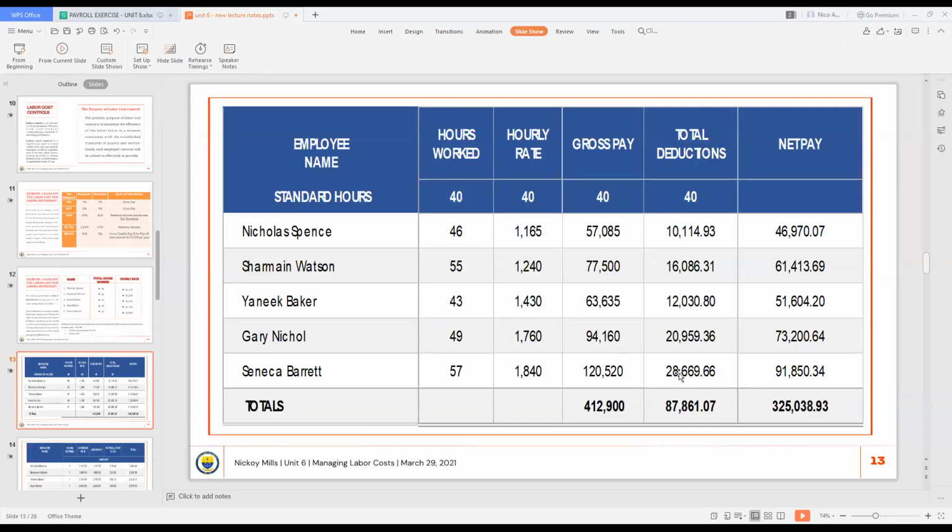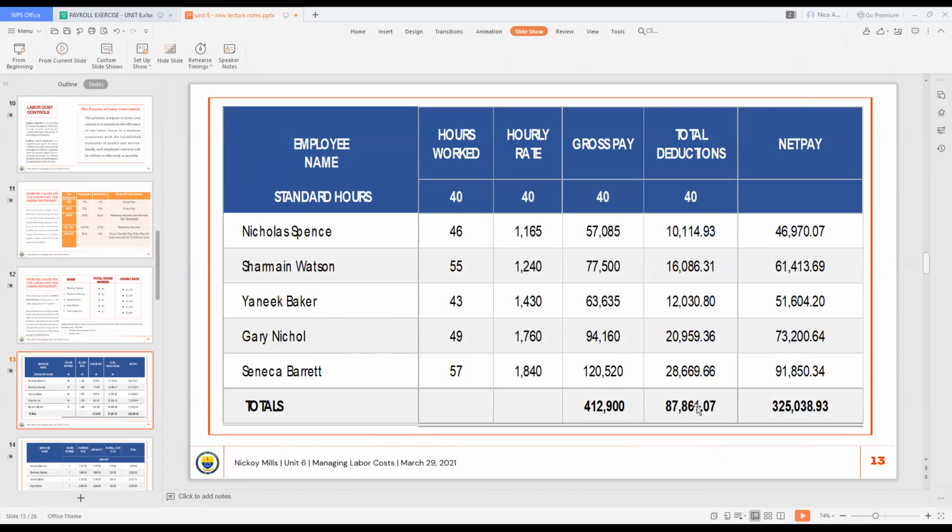That makes the total tax withheld for Seneca $28,669.66. You take that away from the gross pay of $120,520 to get a net pay of $91,850.34.